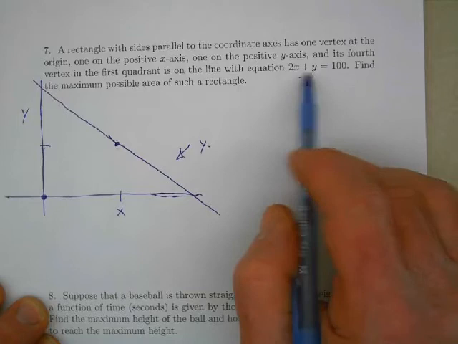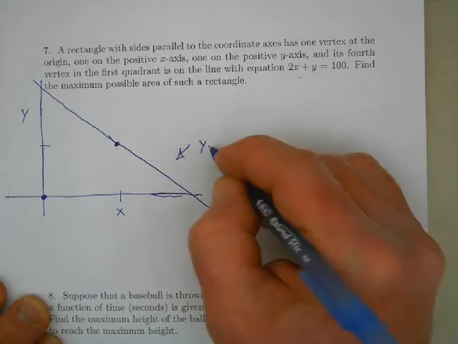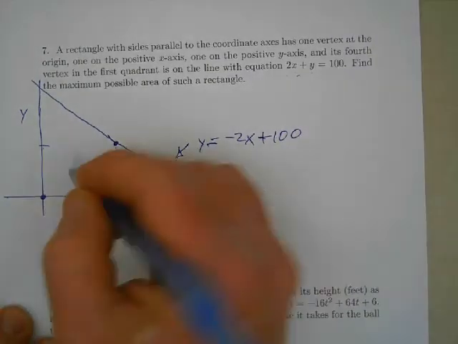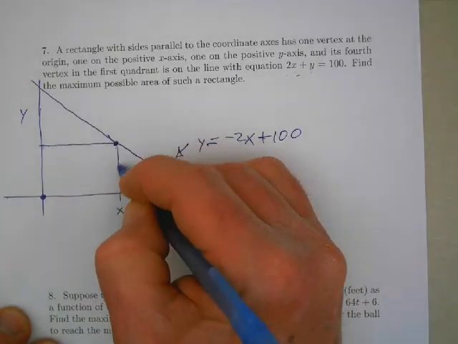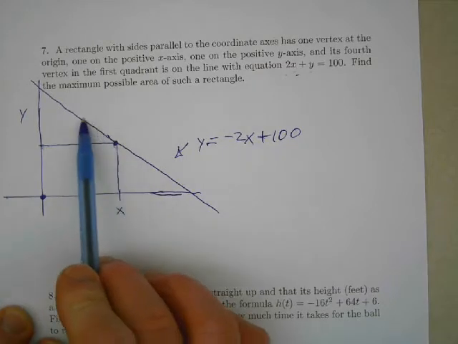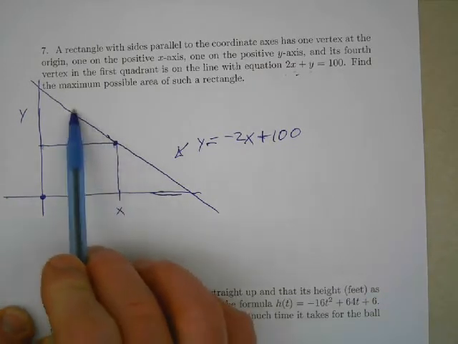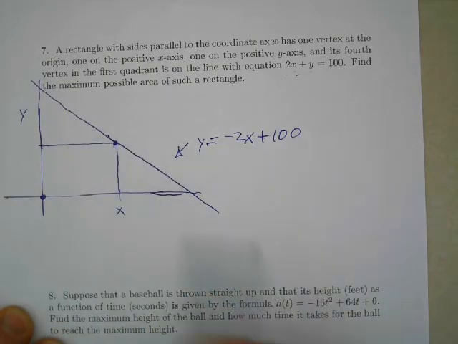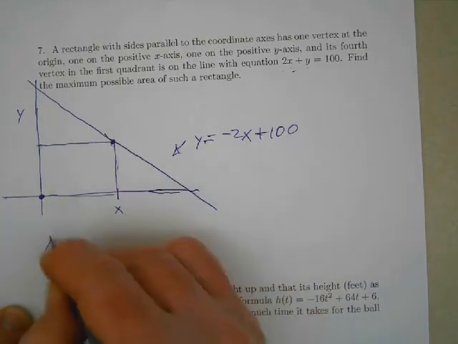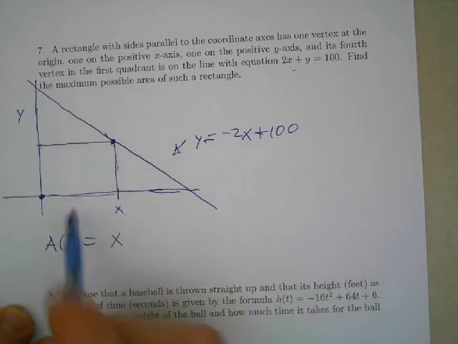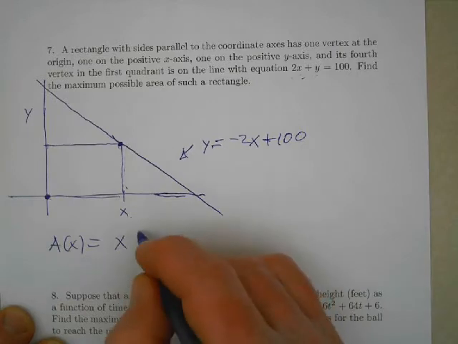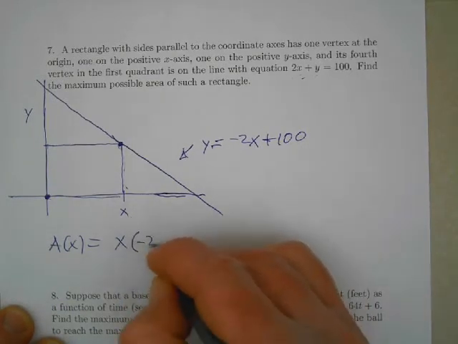Well, I'm just going to rewrite 2x plus y equals 100 as y equals -2x plus 100. And we want to find the maximum possible area of a rectangle that is constructed in this way. This point in the first quadrant is some point on the line y equals -2x plus 100. Okay, well, the area of this rectangle in terms of x: the length of this side is x. The length of the vertical side is -2x plus 100.